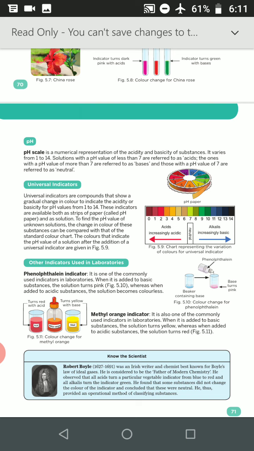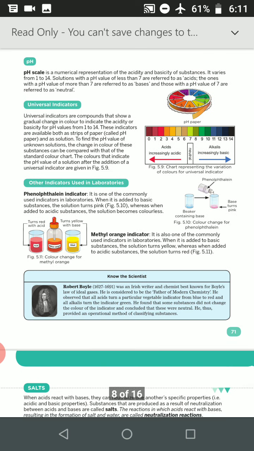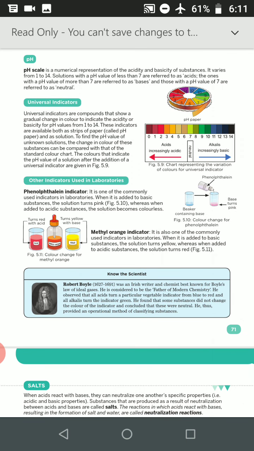The universal indicator exists in two forms, like pH solution and pH paper. To find the pH value of an unknown solution, the change in color of these substances can be compared with the standard color chart. So when the color changes, you have to compare it with the standard chart given in figure 5.8. The colors that indicate the pH value of a solution after the addition of the universal indicator are given in this chart. Other indicators in the labs, that is phenolphthalein indicator. It is a commonly used indicator in the labs.